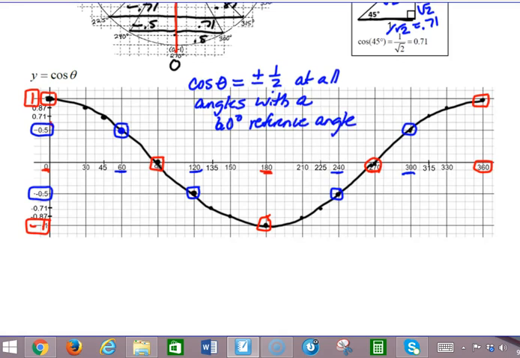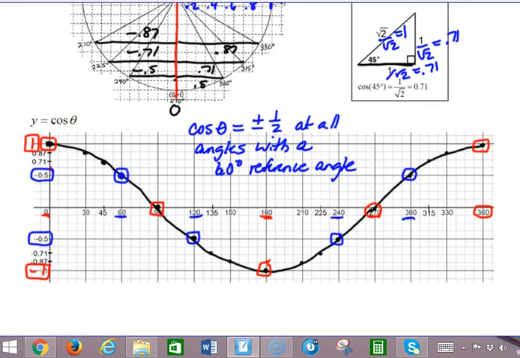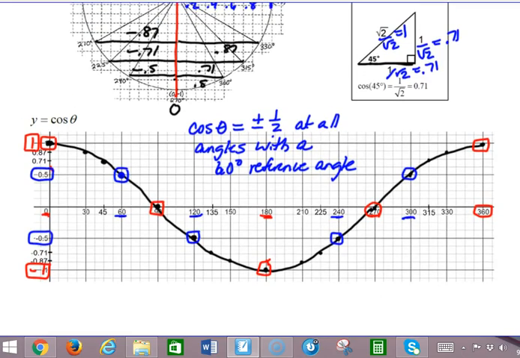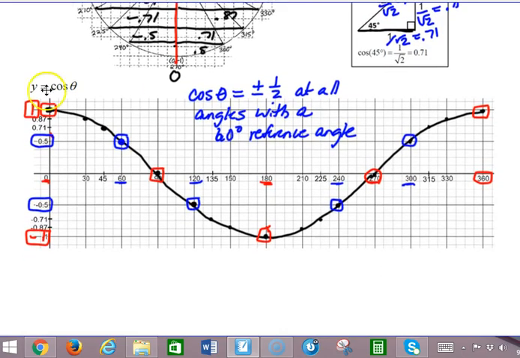Now I know I went very quickly while plotting the points, so I encourage you to go back and slow down and watch again if you need to work on plotting the points. But from now on, once you get the basic shape of the graph down, the key points that you need to know are the high, middle, low, middle, high, and then the values where it equals 1/2. Once you have those points, you'll be able to draw the graph easily without any other points.